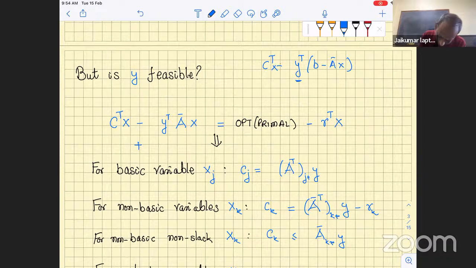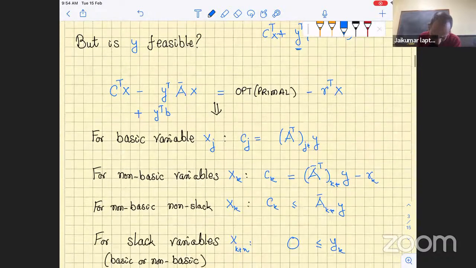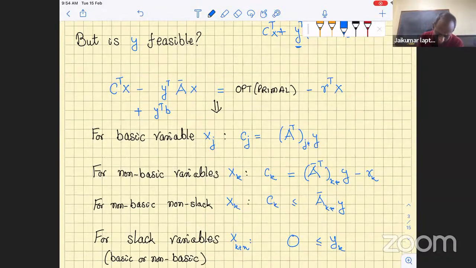I think we just added here. So there was something wrong earlier also, but it doesn't matter. Most probably this is Y transpose B here. Okay, I will correct it in the notes. I need to look at it carefully. But the important thing is this. Okay, so let us continue.